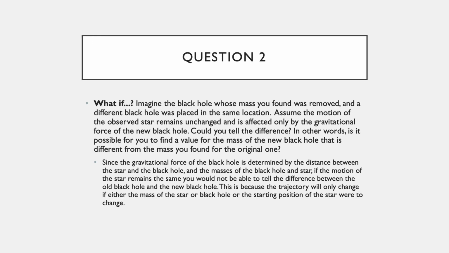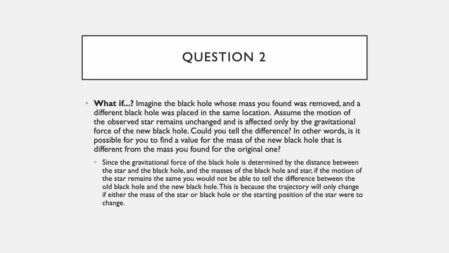What if? Imagine the black hole whose mass you found was removed and a different black hole is placed in the same location. Assume the motion of the observed star remains unchanged and is only affected by the gravitational force of the new black hole. Could you tell the difference? In other words, is it possible for you to find the mass of the new black hole that is different from the mass you found for the original one?